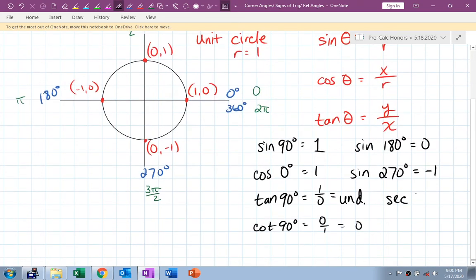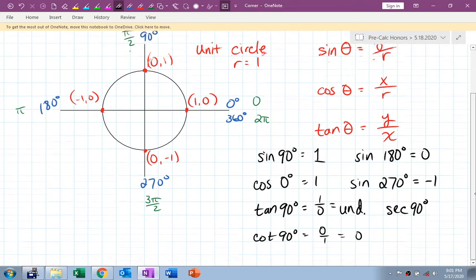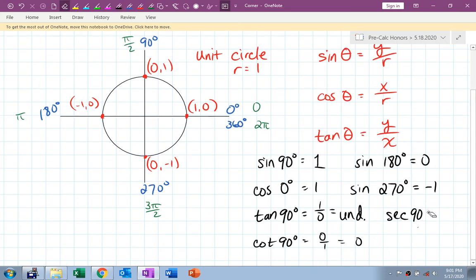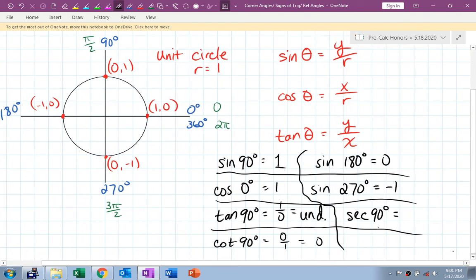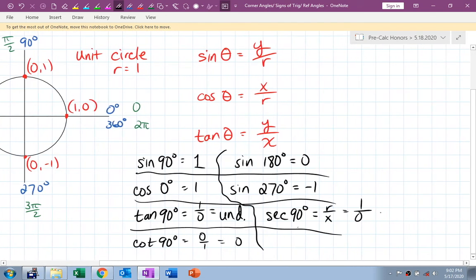Let's do the secant of 90. Alright, so secant's the reciprocal of... So yeah, these are all individual problems here. Secant is the reciprocal of cosine. So this is really r over x. In this case, it's going to be 1 over whatever my x value is, because the unit circle always has a radius of 1. But my x value at 90 is 0, so that means the secant of 90 is undefined.